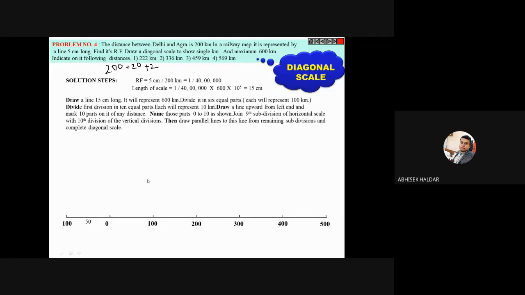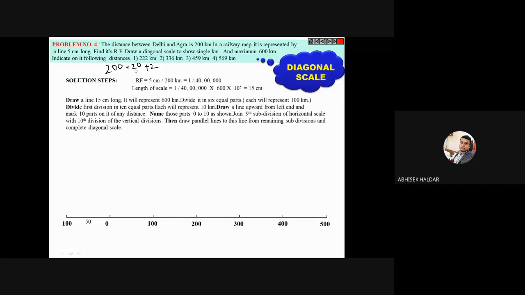Okay. Now, using whatever length I have, whatever scale I have just created, if I want to measure 200 kilometer, I can measure it. How to measure? This is my 0. From 0 you have to start. Any measuring you have to start from 0. Okay. So from 0, 100, 200. That means this distance is your 200 kilometer.